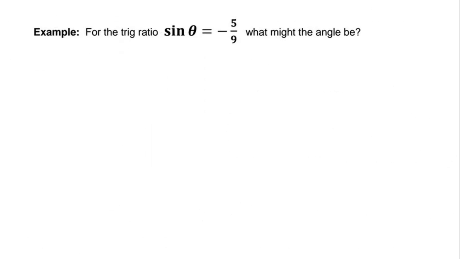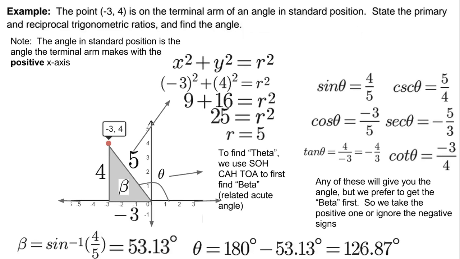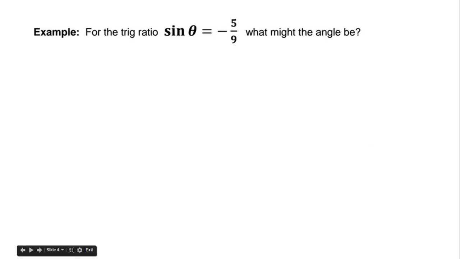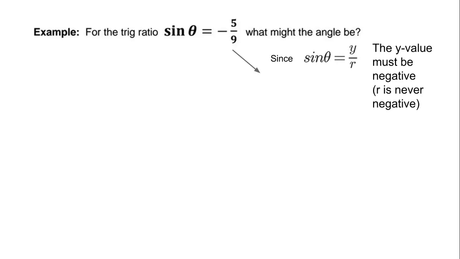For the trig ratio sine theta equals -5/9, part of the reason why we do all of these is because we're going to see a question like this where it could give you any of the trig ratios, and we've got to find the angle. Okay. So we notice that it's a negative. Since it's negative, the y value in sine theta is y over r. The y value must be negative. The radius can't be negative.